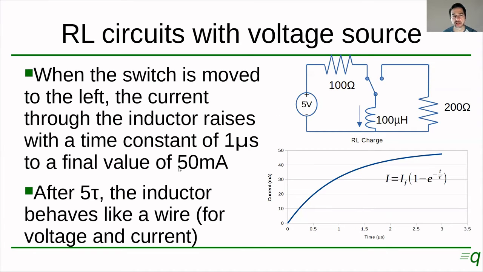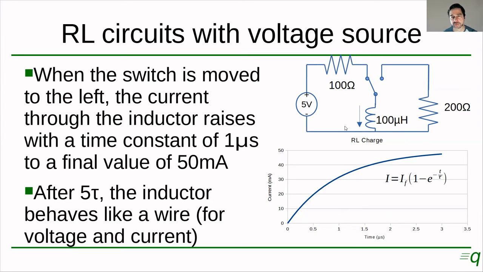How do I know that the final value is going to be 50 milliamps? Well, we said that the inductor will behave, given long enough time, as a short circuit, right? Or as a wire. So if we consider this a wire and we apply Ohm's law to this loop here, we will find out that 5 volts divided by 100 ohms is going to be 50 milliamps. So after long enough time, we're going to have 50 milliamps flowing through this loop.